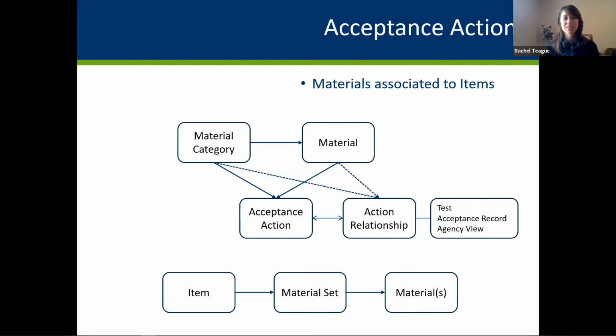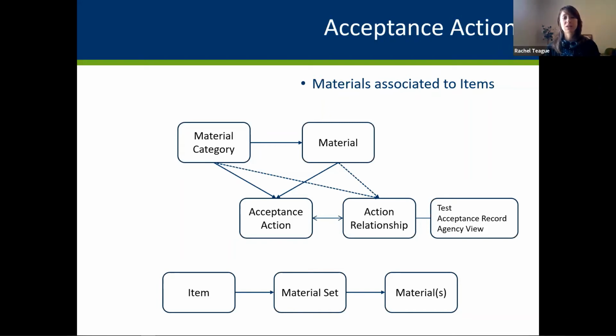How does this all tie into items? Your material can be grouped together into something called a material set for a particular item. So you might have a work item that can be either a precast or a cast in place. The materials for a precast item would just be that precast item. The material for a cast in place would be more complicated. You would have concrete and rebar and everything else that goes into it.